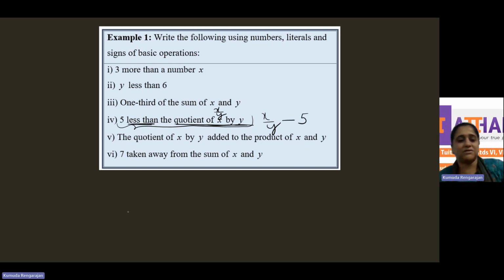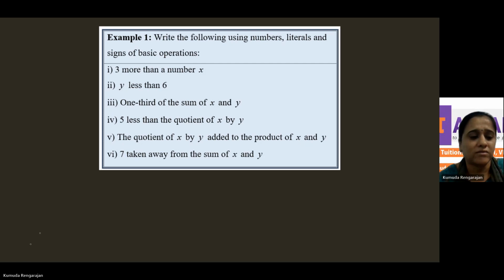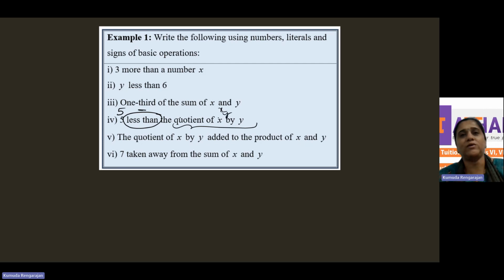If I'm not clear, I can repeat it. See here. Keep this less than separately. There's 5 here. Less than means minus. And the quotient of x by y means x by y. Now, which one to write first, 5 or x by y? x by y. Whatever is after less than, more than, that one should come first. Less than means minus and then 5.